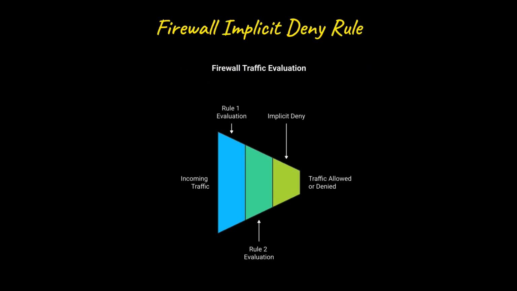Mechanically, this principle appears in firewalls as an implicit deny at the bottom of every rule set. Any traffic not explicitly permitted is dropped. The same pattern appears in cloud identity systems, web authorization frameworks, and file system permissions. The absence of a rule means no access.